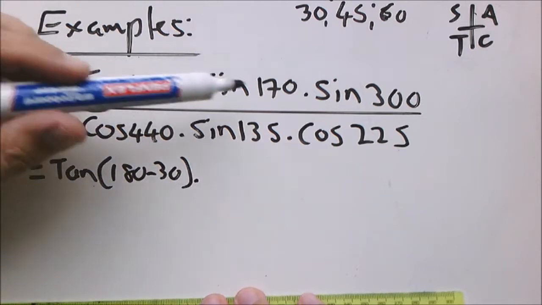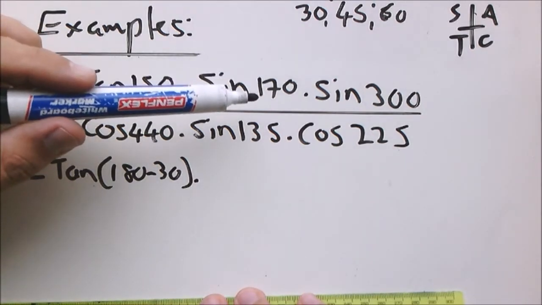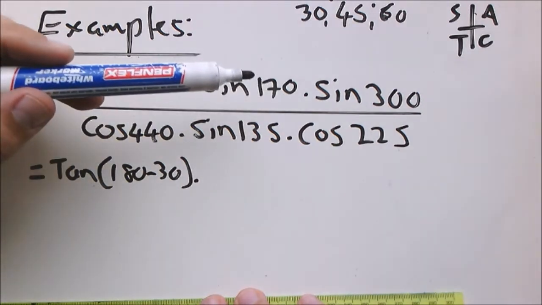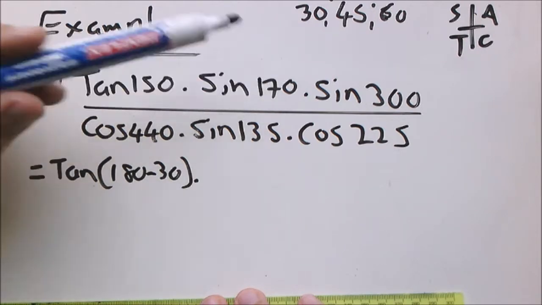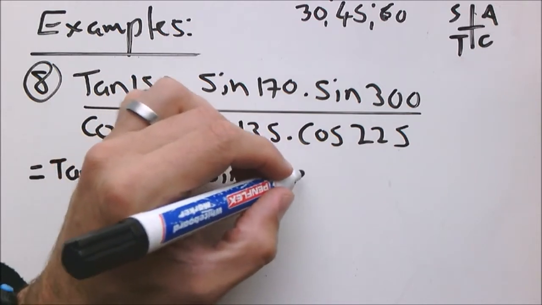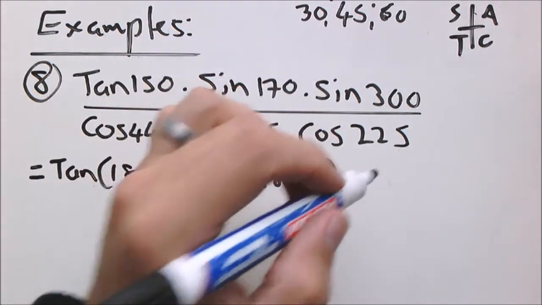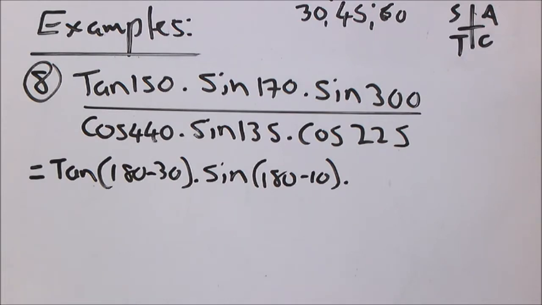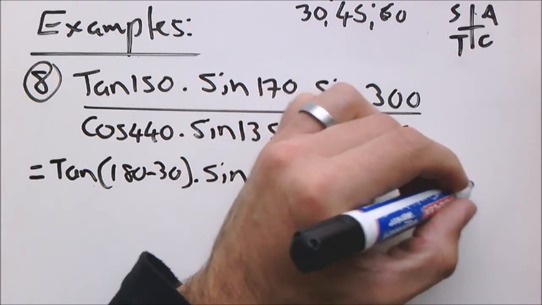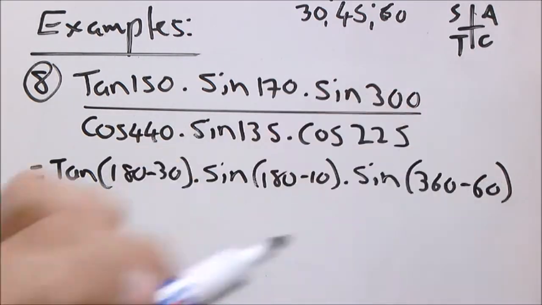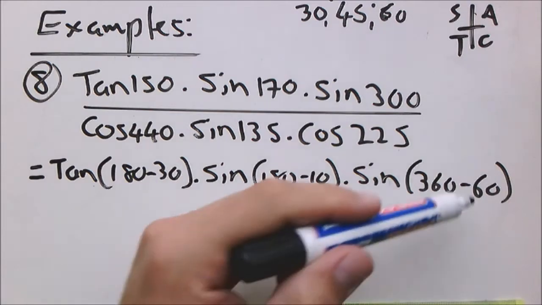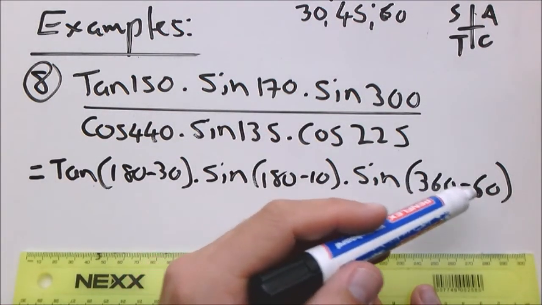Now, sine 170, it's clearly not possible to work towards a special angle, so we're just going to go for an acute angle. Okay, so 180 minus 10 is equal to 170. Okay, sine 300, which one is closest, 360 or 180? Well, 360 is, so this will become sine 360 minus 60. Remember, the full bracket has to be equal to 300. So don't fall into the trap of subtracting the 300 there. It's 360 minus 60.